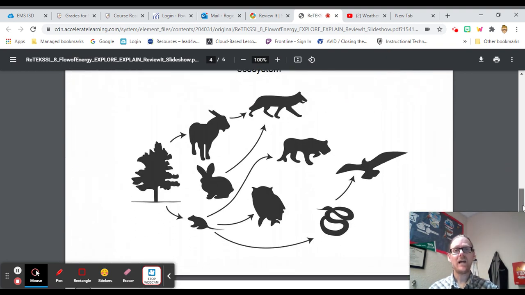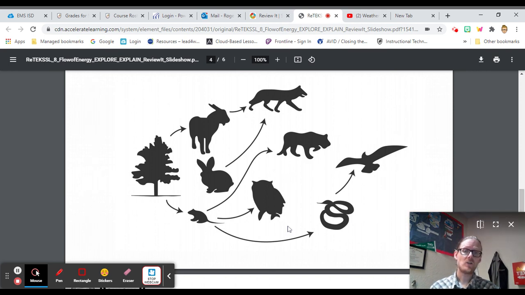Food webs are overlapping food chains that show you the flow of energy between different organisms. You can also tell which organisms are competing with each other in a particular ecosystem. So for example, if you look at the owl and snake, you'll notice that the owl and snake have arrows going to it from a single food source. It looks like maybe a mouse.